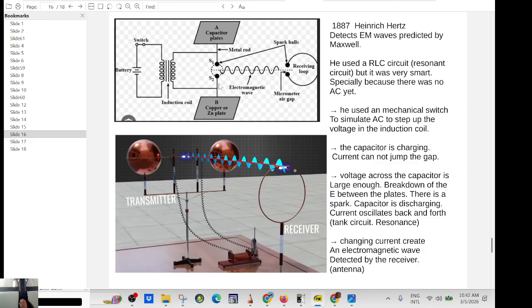Because current is just electric field shaking. The current is shaking, the magnetic field is shaking, the current is shaking, the magnetic field is shaking. You have an electromagnetic wave, and he detected that with an antenna. That was a big breakthrough.